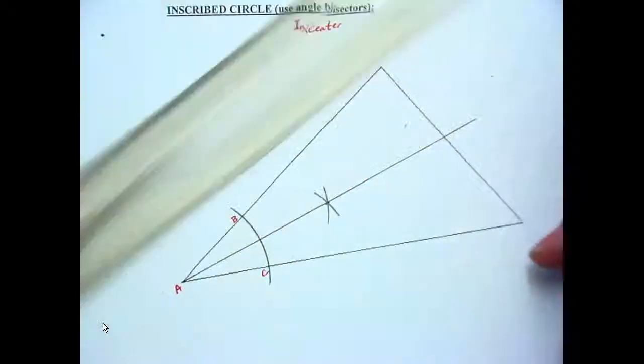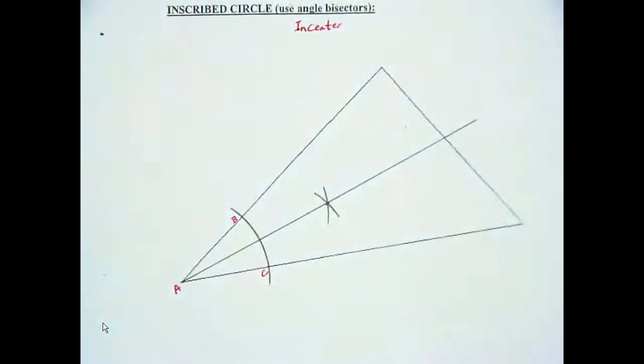Oh yeah, get the rulers. Rulers rule. All right, I want you to make three angle bisectors now, one from each angle in that triangle.